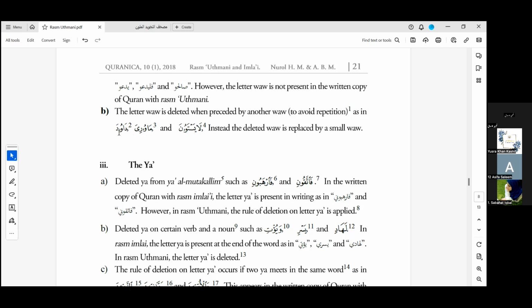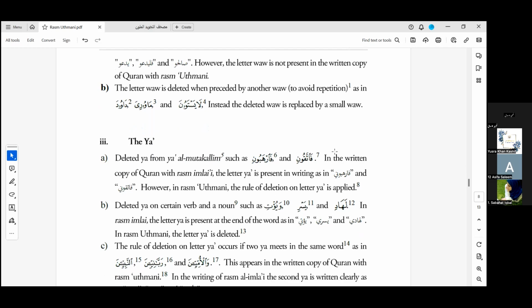Likewise, we have Dawood. In Dawood, the waw is stretched, and the mini waw has been added to it, because in Rasm Uthmani, an extra waw is not added after the waw dhamma. There are other examples as well.